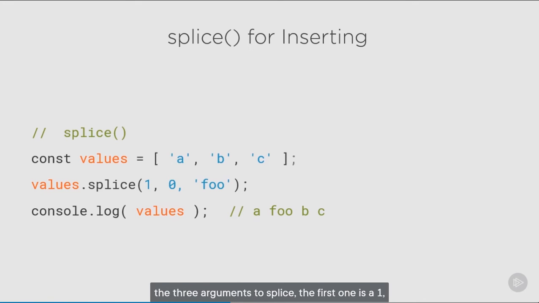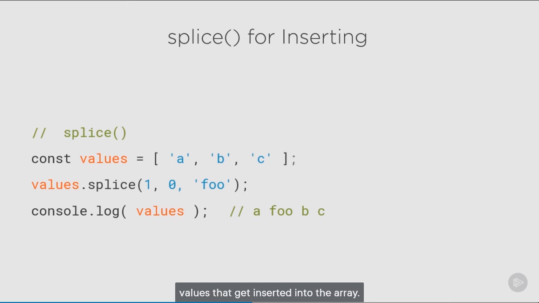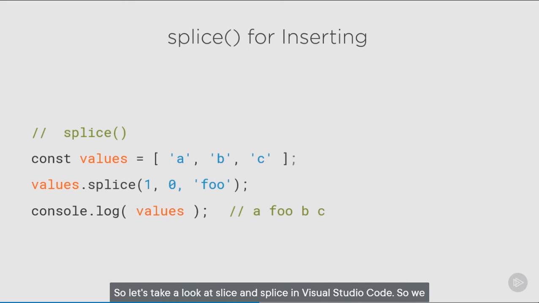So again, there are three arguments to splice. The first one is a 1, and that's our starting index location. The second one is the amount of items we want to delete. Here we don't want to delete anything. And then the third and on up arguments are all values that get inserted into the array. So let's take a look at slice and splice in Visual Studio Code.